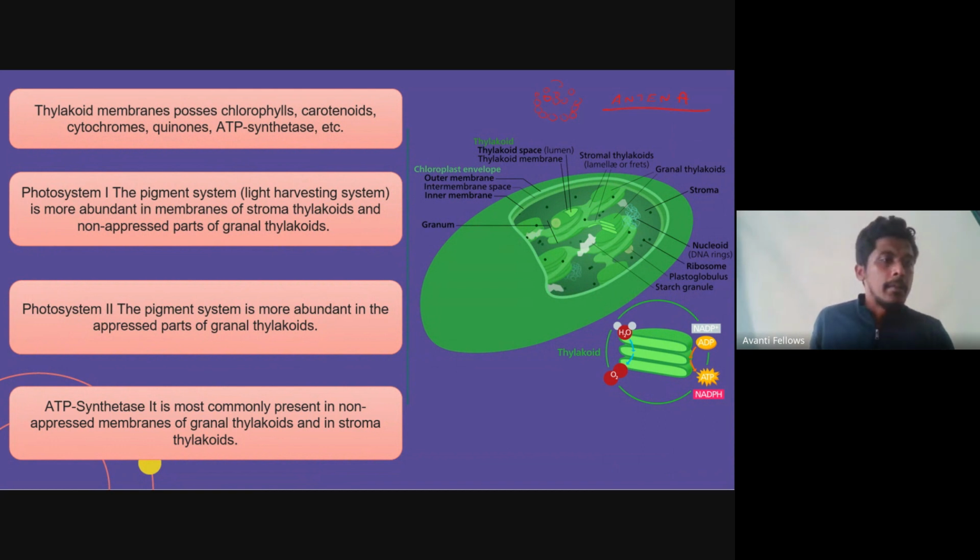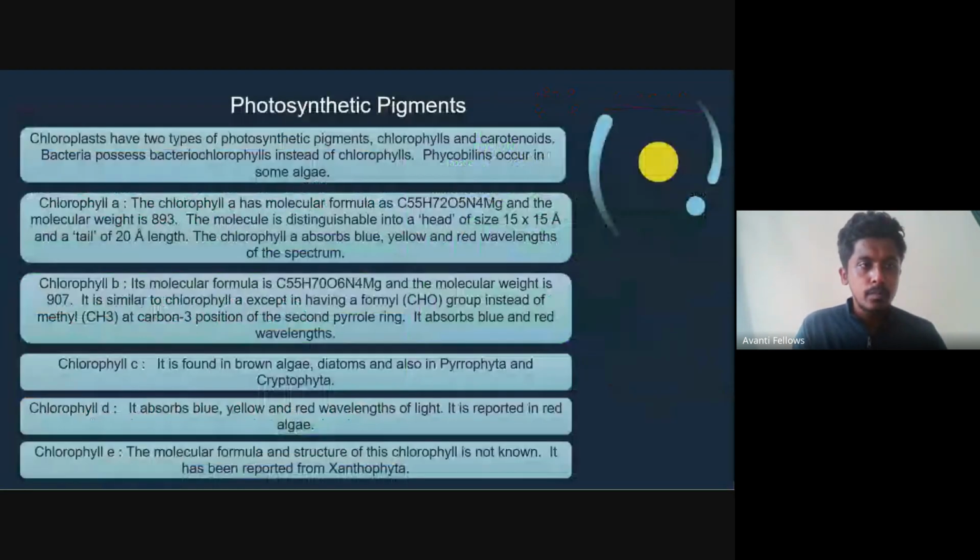Now, coming to the arrangement of the pigments, all the pigments except chlorophyll A form this antenna. Chlorophyll A alone forms the reaction center. Based on the type of chlorophyll A, we have two types of photosystems, photosystem 1 and photosystem 2. The difference between photosystem 1 and photosystem 2 is the wavelength they have the capacity to harvest.